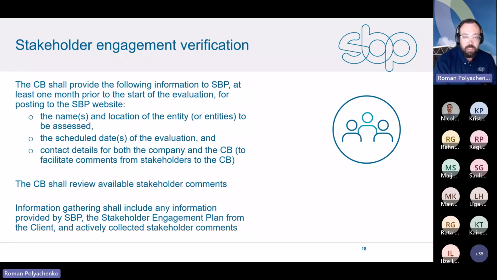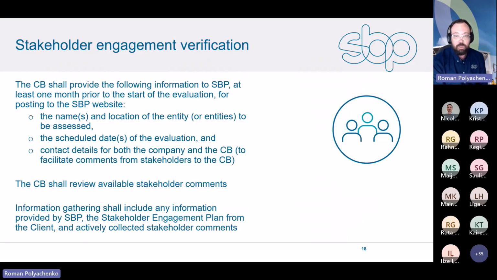Another thing which I would like to also mention here is that working with stakeholders has also slightly changed. We believe that we improved stakeholder consultation requirements for CBs. So previously, certification body was required to conduct a formal public stakeholder consultation 30 days prior to the assessment. Usually it was done by sending emails to relevant stakeholders.